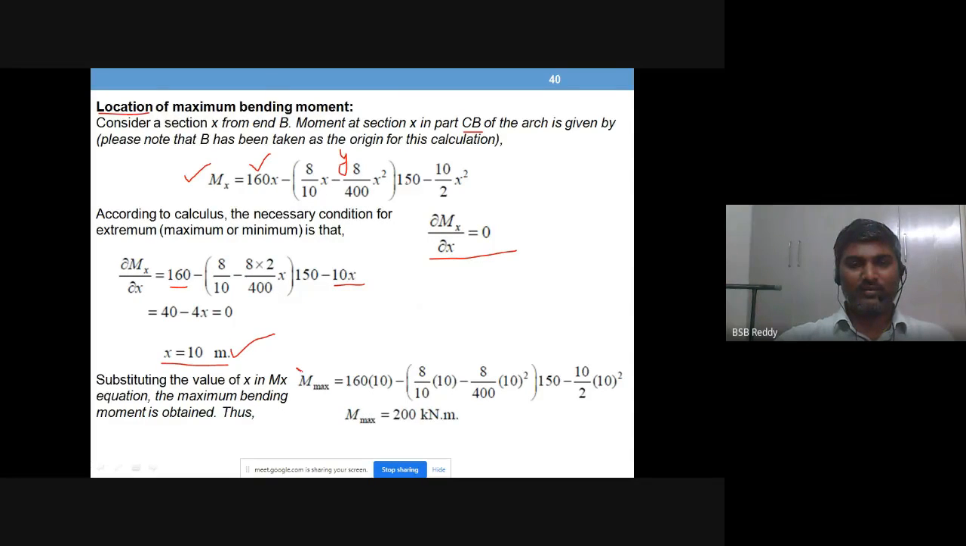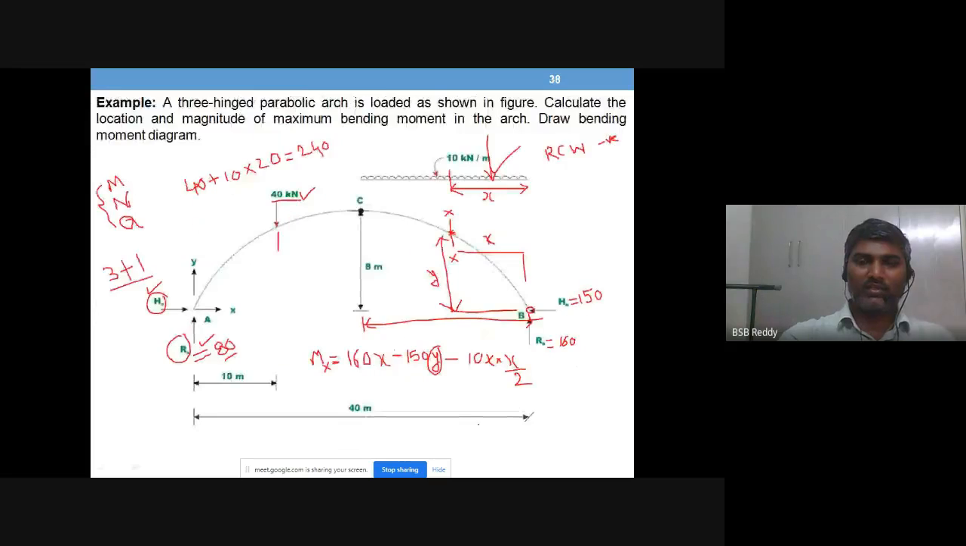How do you get it? It is by substituting the x value into this equation. So substitute the x value into that equation: 160 into x of 10, 8/10 into x, 8/400 into x square, and 10/2 x square. So the maximum bending moment in the arch is 200 kilonewton meter. Right? So the location and magnitude of the maximum bending moment in the arch is found.